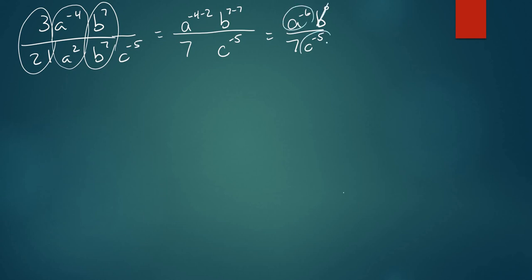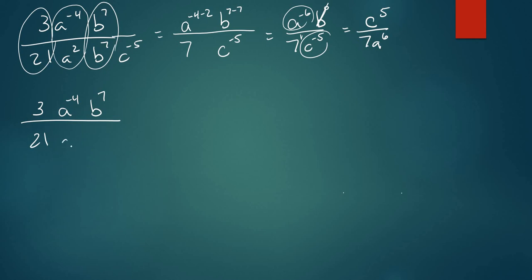That becomes 1. These two are in the wrong position. So c to the 5th comes up, a to the 6th comes down. You notice I didn't move the 7 because it has an understood positive power of 1. The only thing that has the negative power here is the c to the negative 5. Let's look at this same problem another way.